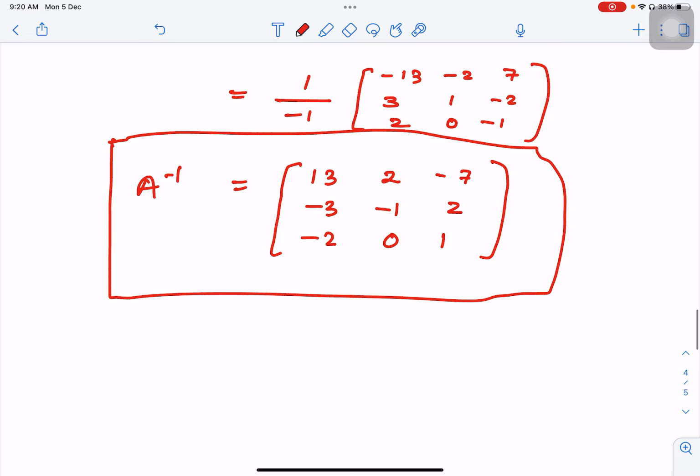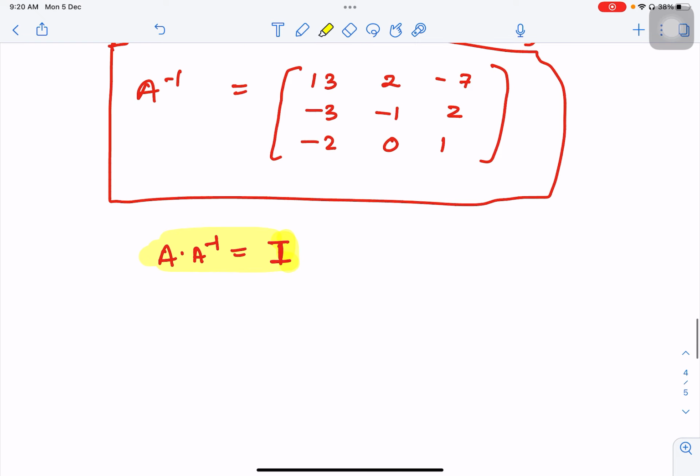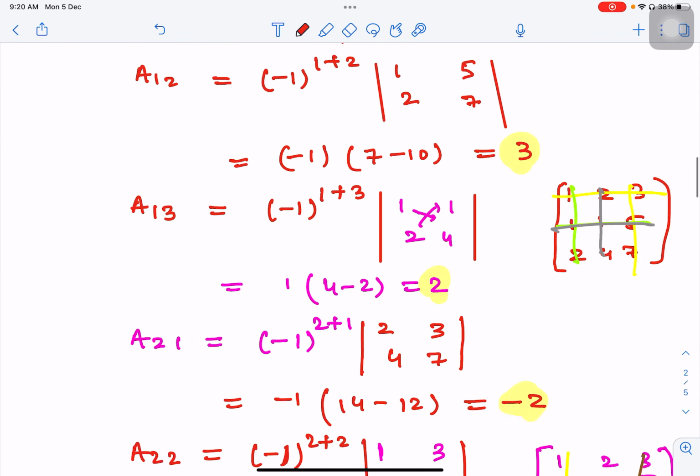We know an identity that A into A inverse is always 1. Right? A into A inverse is always 1. We can make use of this identity to verify, but not 1, it is I, the identity matrix basically. So this will help you to verify whether our answer is right or wrong. For that you need to know the matrix multiplication. So let's verify. What was our A? 1, 2, 3, 1, 1, 5, 2, 4, 7.